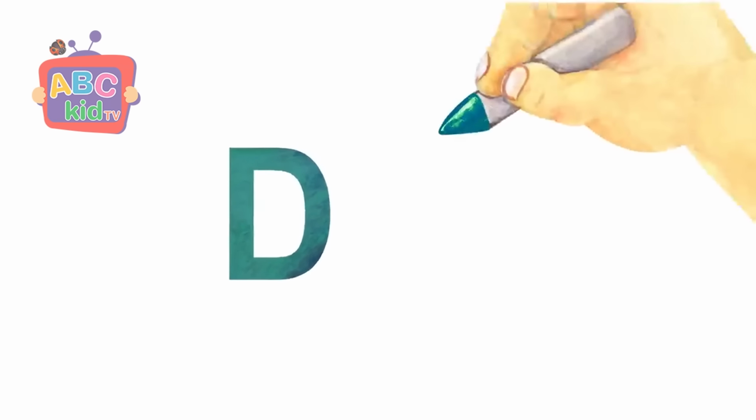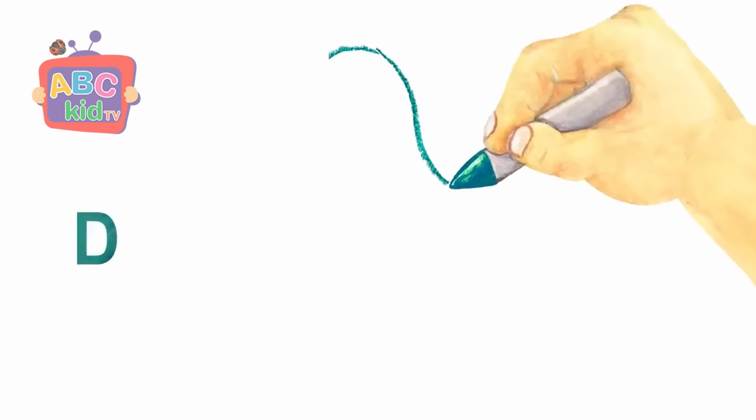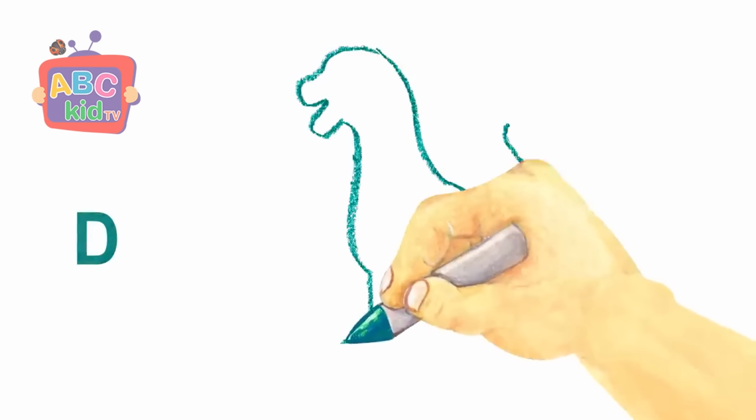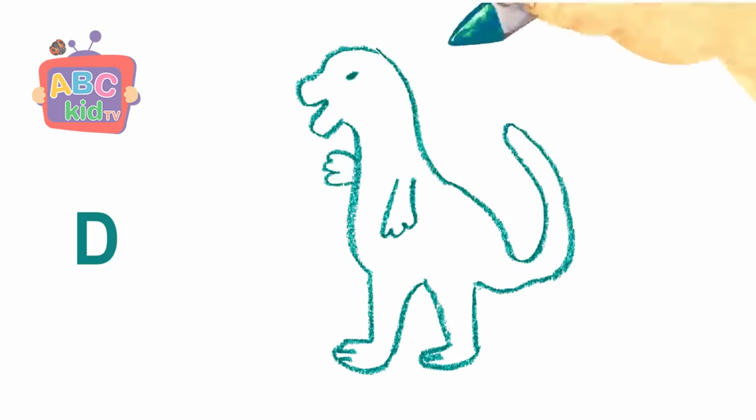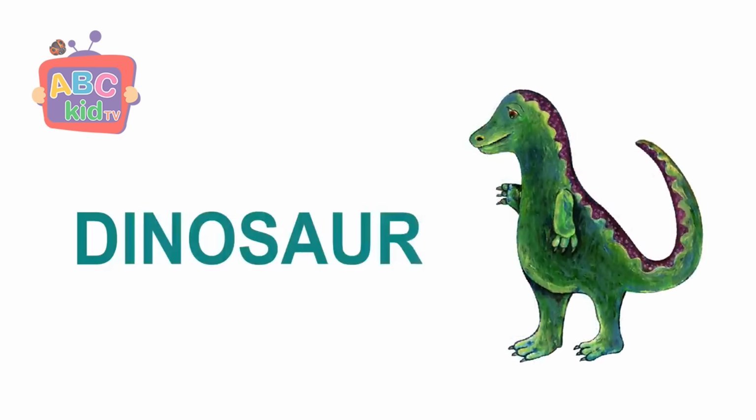Next comes the letter D. D. Let's draw some animals with names starting with D. What is this? This is a dinosaur.